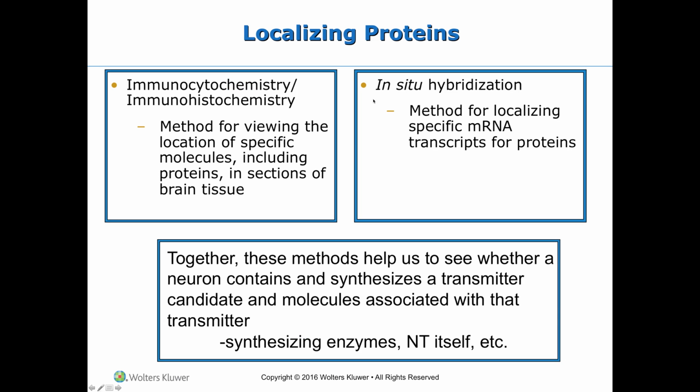So in order to localize proteins, we can use immunocytochemistry or immunohistochemistry to view the location of specific molecules, including proteins, in different sections of brain tissue. In situ hybridization is a method for localizing, again, mRNA transcripts for proteins. And together, these methods help us to see whether a neuron contains and or synthesizes a transmitter candidate and molecules associated with that transmitter. So we can probe and look for synthesizing enzymes, the neurotransmitter itself, etc.